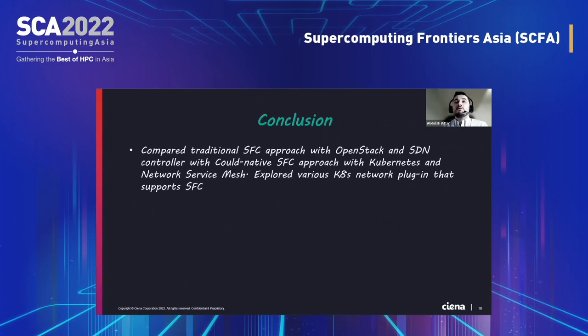The conclusion is based on our research and experience. We would conclude that we have compared the traditional service function chaining, or SFC, approach with OpenStack against cloud-native SFC approaches. And we use Kubernetes and NSM with the cloud-native SFCs. During the development of the cloud-native SFC solution, we have explored various Kubernetes network plugins that support SFC. There are other frameworks other than NSM that support SFC, such as NFV for SFC. But we found in our analysis that NSM was the easiest to deal with.